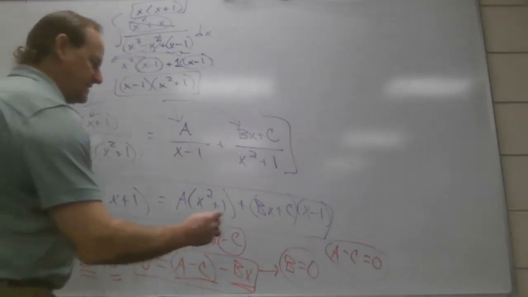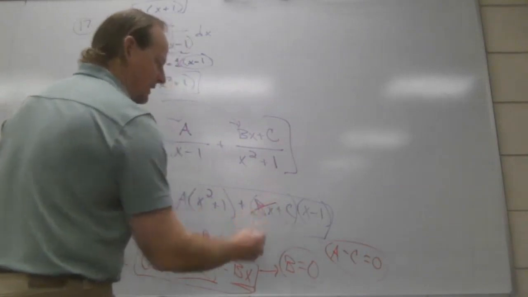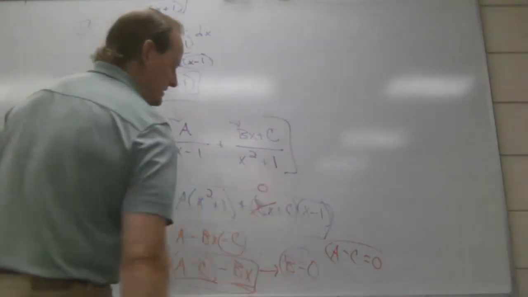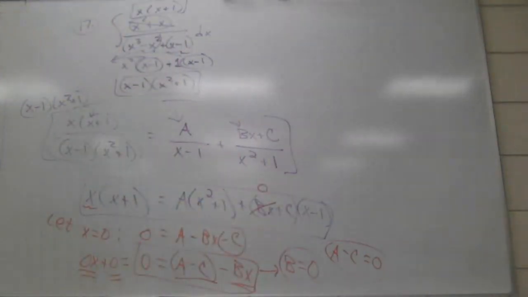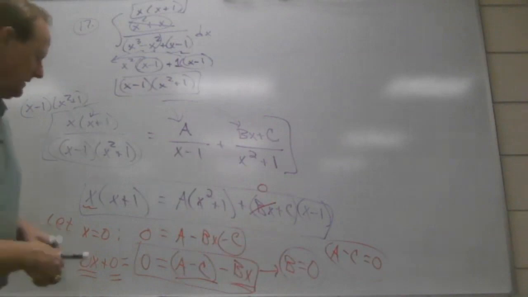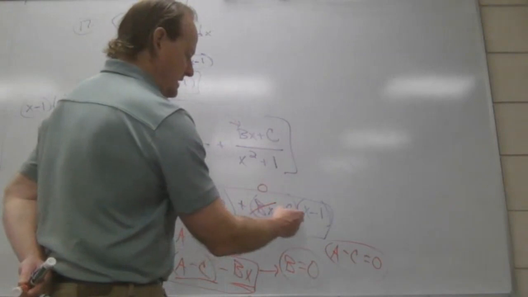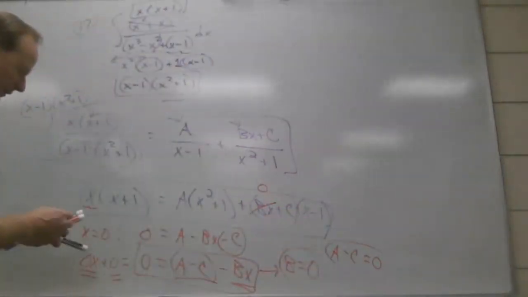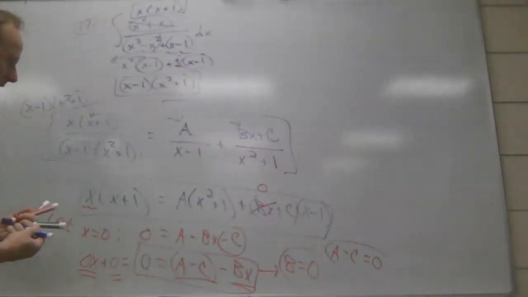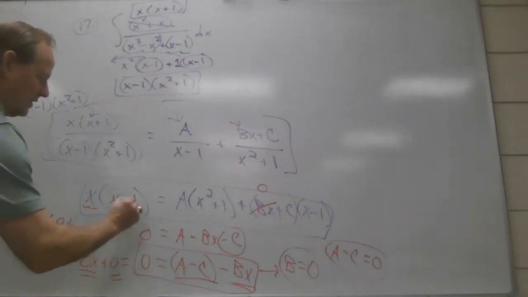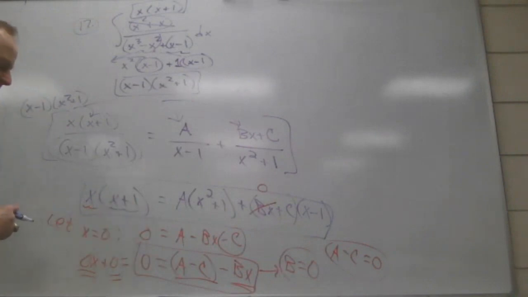Now that can also make this easier, so I can just go ahead and get rid of it because I know that b times x is 0 times x. So really, the right side is just a times the quantity x squared plus 1 plus c times the quantity x minus 1. And then we can keep going here. So the next one I could let be 0 is this x plus 1 term. That would happen when x equals negative 1.